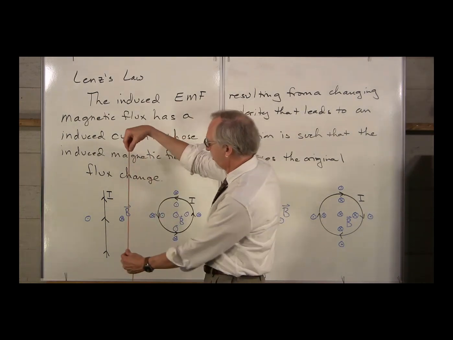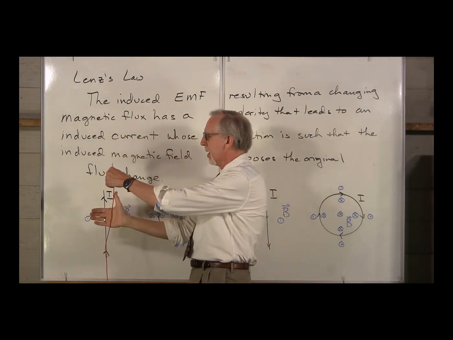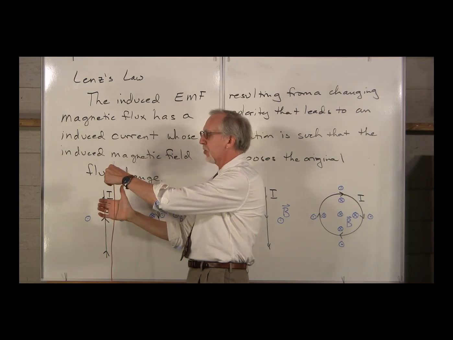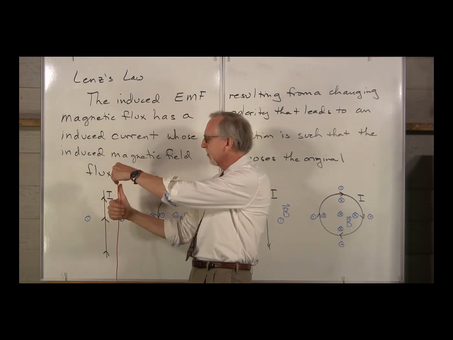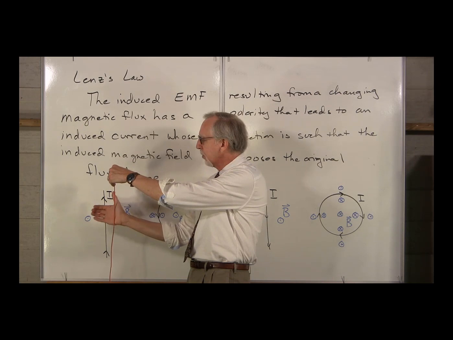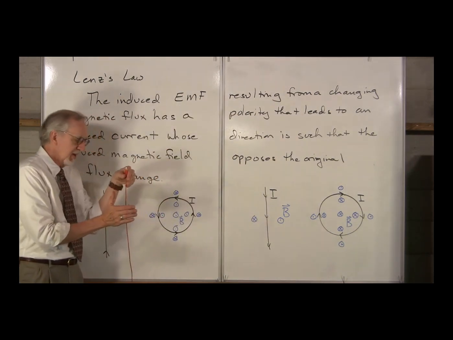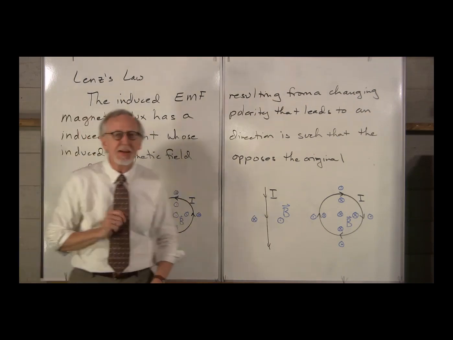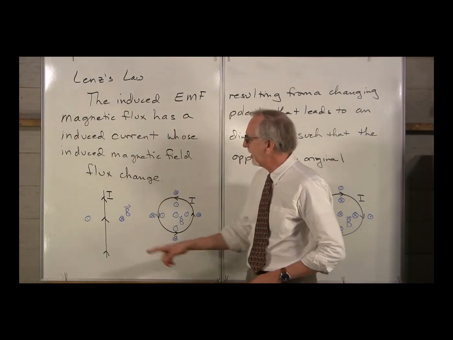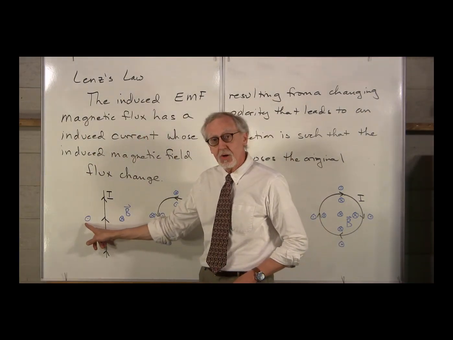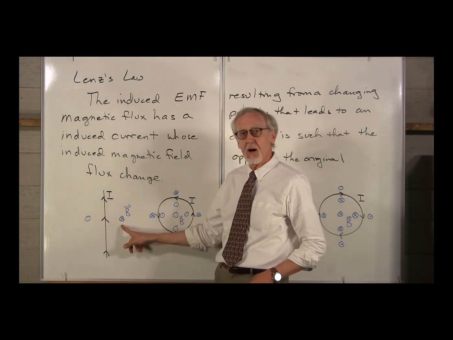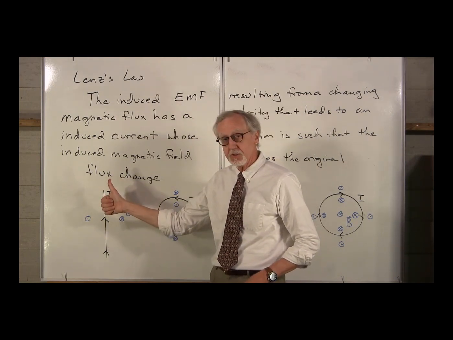So here's our straight wire, the current is going up, and our fingers wrap around the wire in the direction of the magnetic field, which means over here it would point out of the board, and on this side it would point into the board. So the magnetic field created by the current is out of the board on the left side, into the board on the right side if the current is upwards.